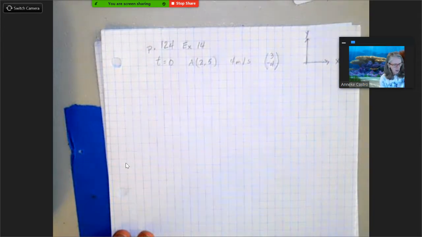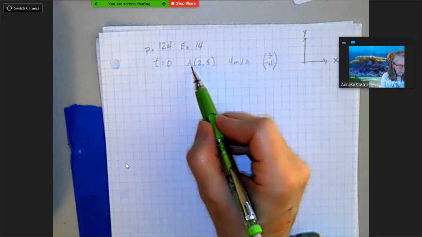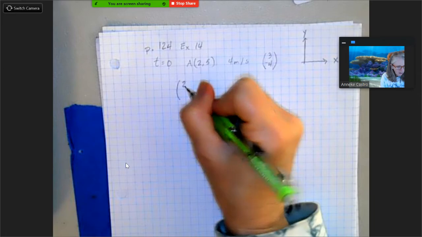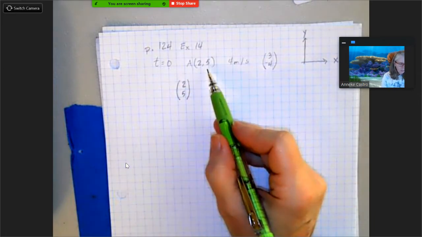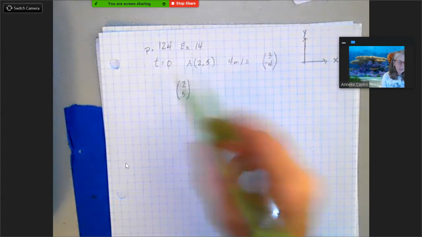Nice for us. Okay, so the first question is find an expression for the position vector of A, in parentheses, vector r sub a at time t. So when we think of a position vector, like A right here, its position vector would be (2, 5). Okay, but this boat is not going to stay there. So it's only there at time 0. It's going to be moving.